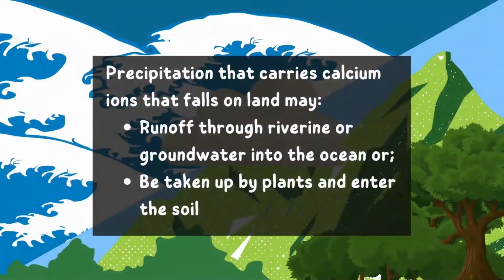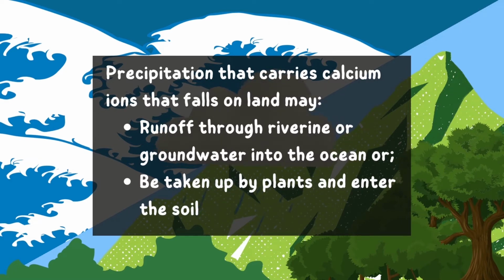Precipitation that carries calcium ions that makes its way to land may either enter the soil and run off through riverine or groundwater into the ocean again, or calcium may be taken up by plants and re-enter soil by fallen or dead material or animal wastes. Because calcium is a positively charged ion, it may be adsorbed to the surface of negatively charged clay and organic particles in the soil. Positively charged ions or cations adsorb to soil particles, and they may be interchanged with other ions in the soil solution.